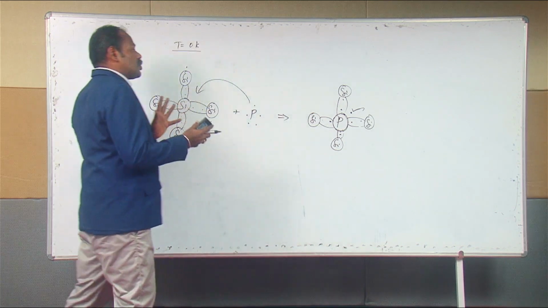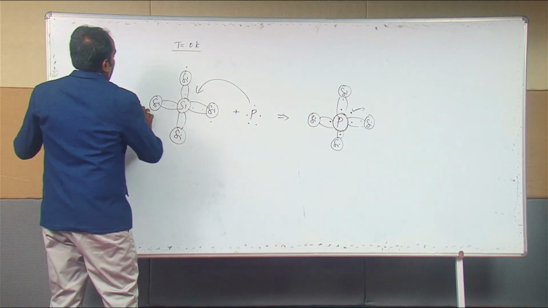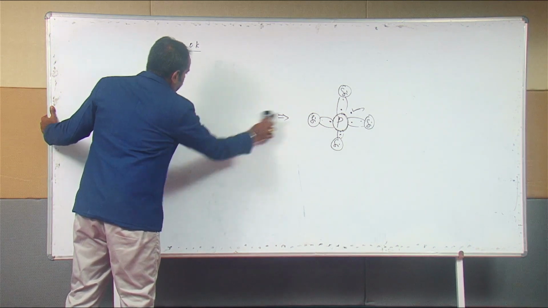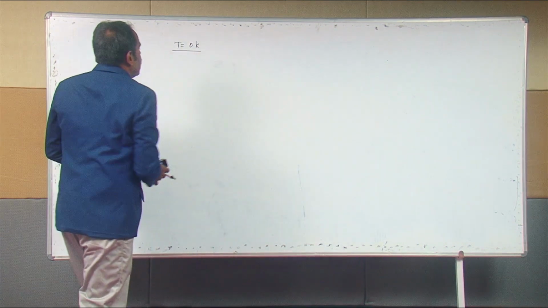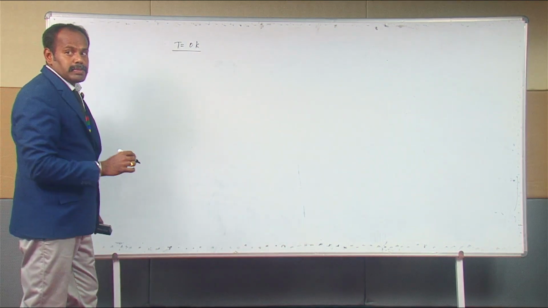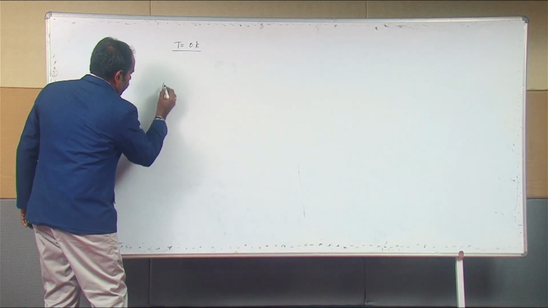Okay. Now, let's focus on the energy level diagram. As I was repeatedly mentioning, at T equal to 0 Kelvin, what will be the energy level diagram for an N-type semiconductor? Now, let me draw that first.